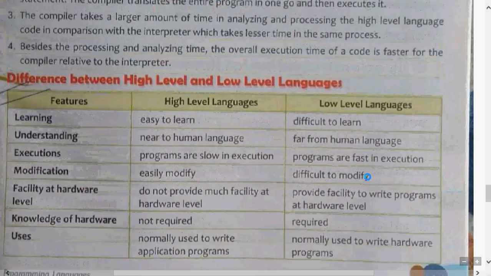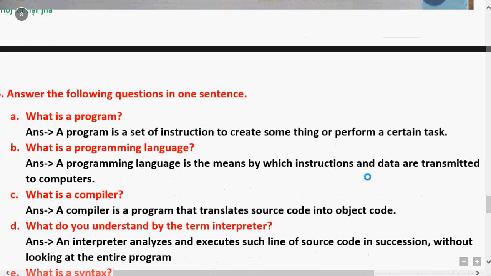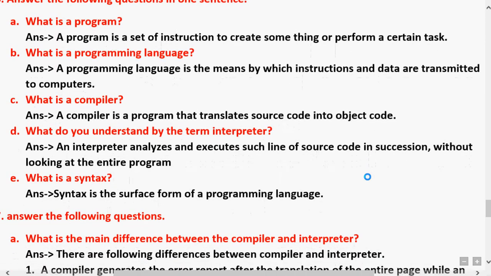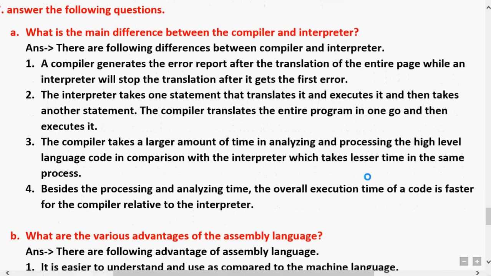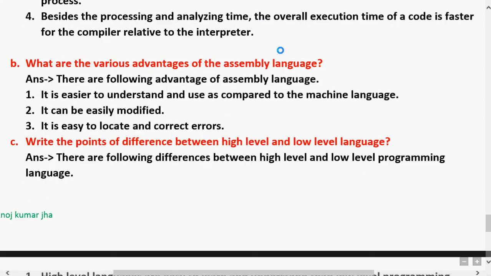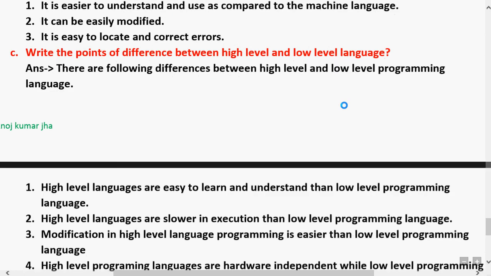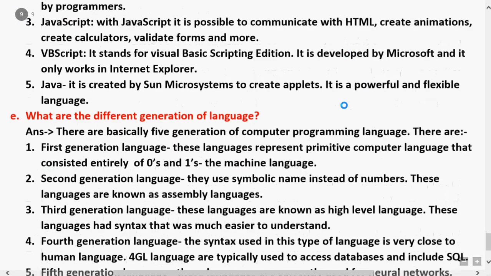There are some questions. What is a program, what is a programming language, what is a compiler, what do you understand by an interpreter, what is syntax. These are the main and very important questions. What is the main difference between the compiler and interpreter, and what are the various disadvantages of assembly language. Two main points of difference between high level and low level programming. So these are the very important questions that you have to discuss. Also the different generations of programming language, so you will discuss this.